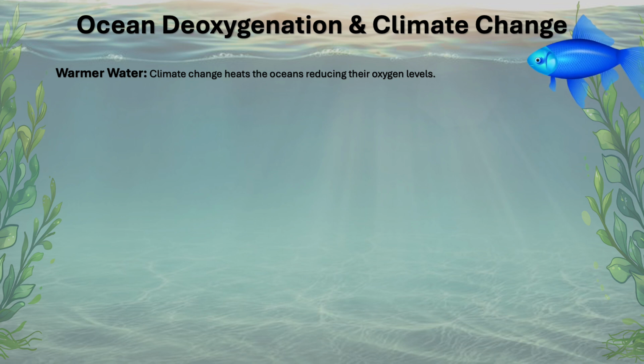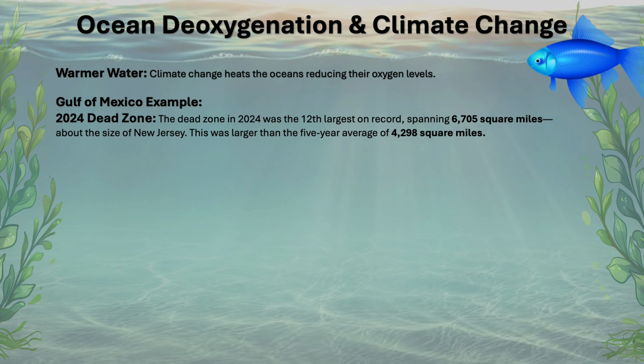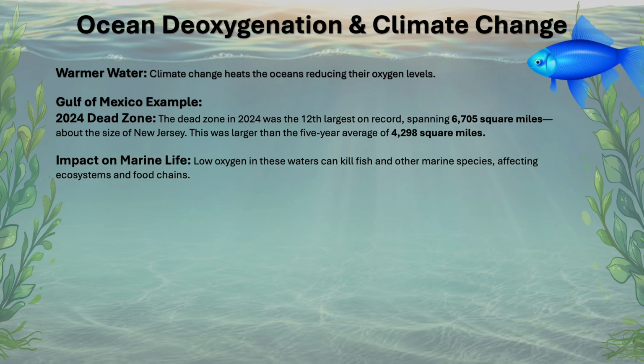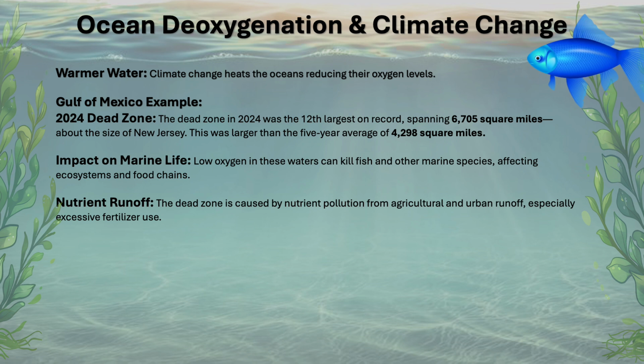Ocean deoxygenation and climate change. Warmer waters. Climate change heats the ocean, reducing its oxygen levels. The Gulf of Mexico is an example. Currently, in 2024, the dead zone in the Gulf of Mexico was the 12th largest on record, spanning 6,700 square miles, about the size of New Jersey. This was larger than 5 years ago, at 4,298 square miles.